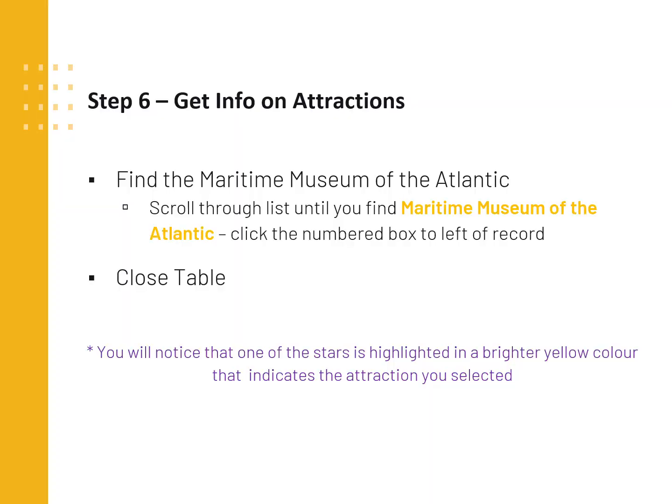So I've heard good things about the Maritime Museum of the Atlantic, so I'd like you to scroll through the attribute table until you find the Maritime Museum of the Atlantic and click on the number box that's just to the left of the record. When you do that, it will highlight it. Then I'd like you to close your table. You should notice that one of the stars is highlighted in a brighter yellow color. That indicates the attraction that you selected.